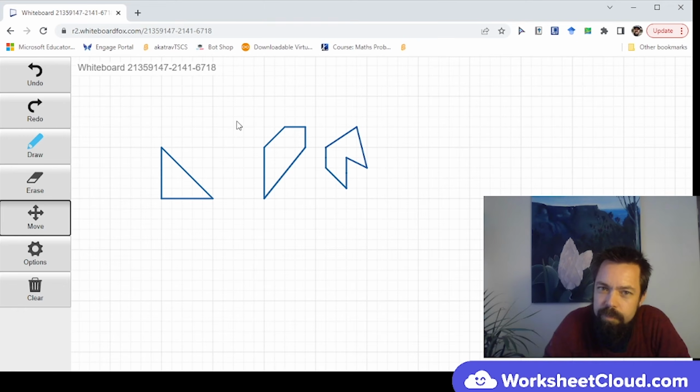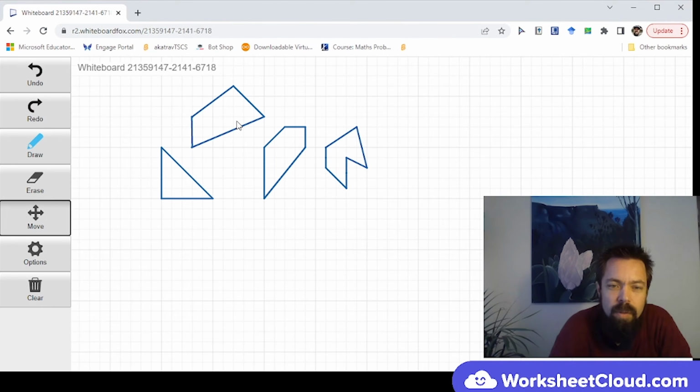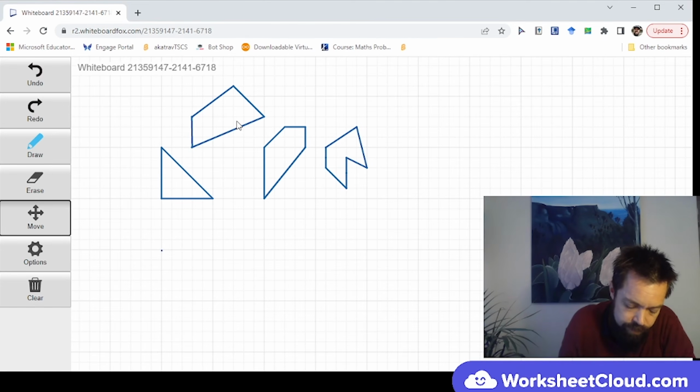What's that one? Count the sides. 6 sides, hexagon. That one, 4 sides, quadrilateral. Okay, now you're going to have to excuse my not so brilliant drawing.